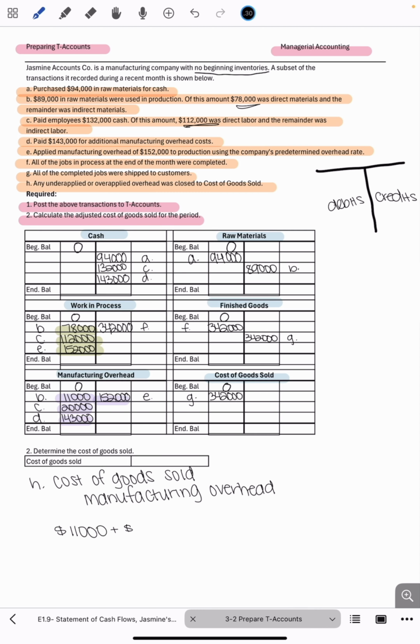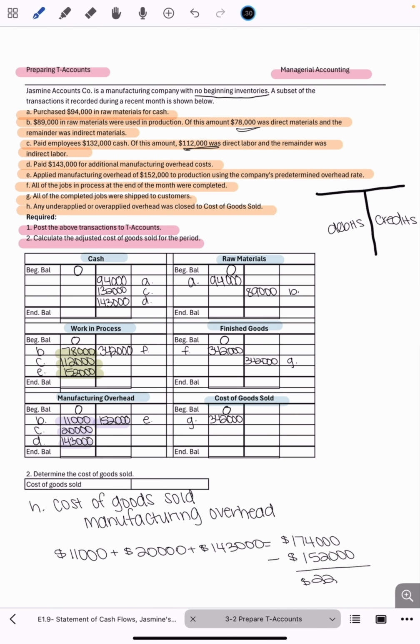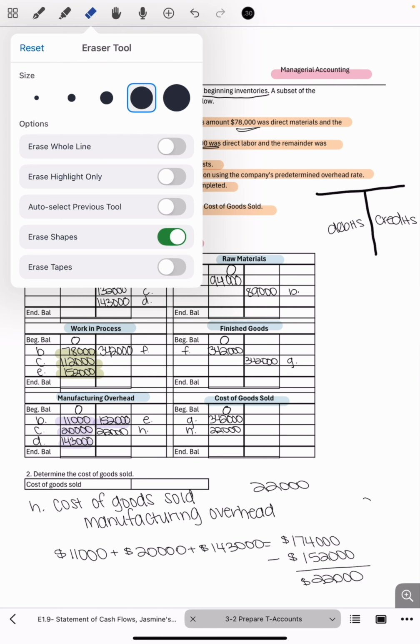So we'll do 11,000 plus 20,000 plus 143,000. Okay, let's total that first really fast. So this is going to be 174,000. All right, and then we will subtract that by the 152,000, and that's going to give us 22,000. So we will be debiting cost of goods sold $22,000, and we'll credit manufacturing overhead $22,000. And that is the last journal entry, but we've got to figure out totals now.